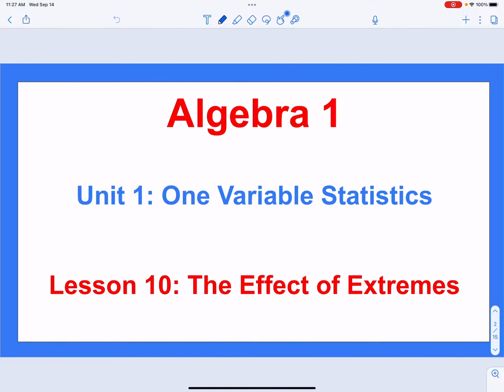This is Algebra 1, and we are looking at Unit 1 today, one variable statistics. This is going to be lesson number 10, called the effect of extremes, those numbers that are way outside of our normal range of things. Extremes, like extreme heat or extreme cold, okay?